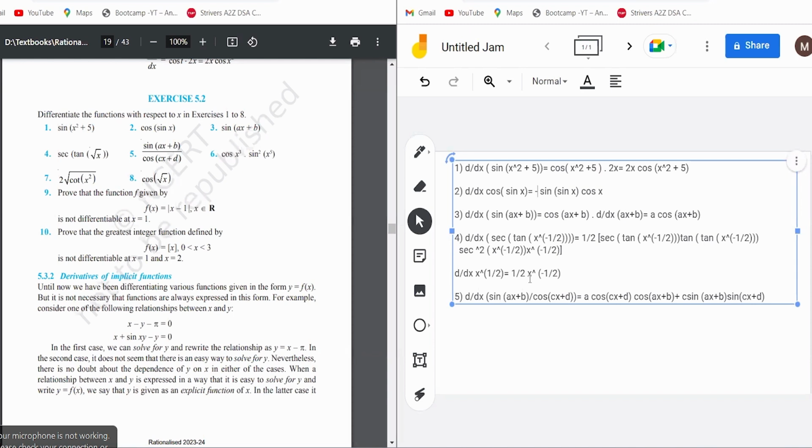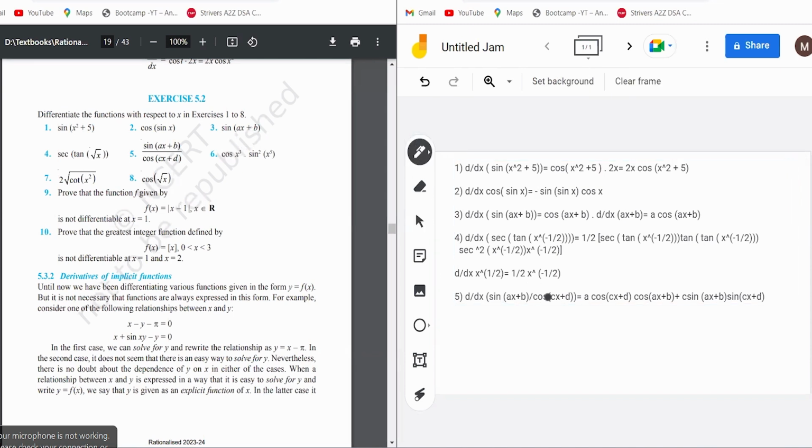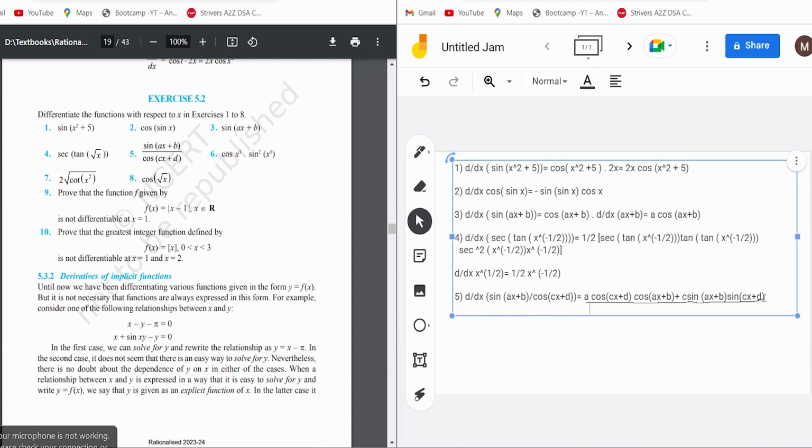So this is the numerator and upon denominator. So let me write upon cx plus d whole square, cos of cx plus d square. Okay. So this is the differentiation of this thing. I've done nothing. I've just used the quotient rule. Okay. So I hope you understood it. Let's move to the next question.